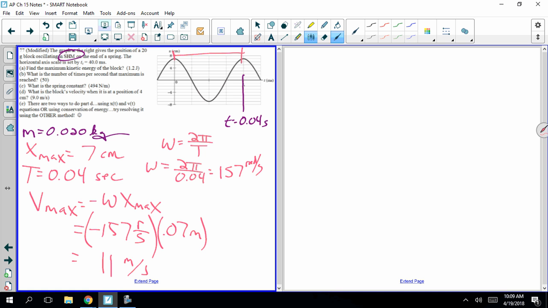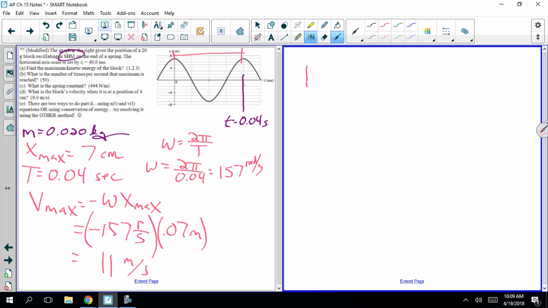Okay, so now to find our maximum kinetic energy is 1/2 mv squared, right? So that's 1/2. The mass was 0.02 kilograms. The velocity we just got is 11 meters a second. Don't forget to square it. And so you're going to get 1.21 joules? Yep. Good, you guys? Any problems?